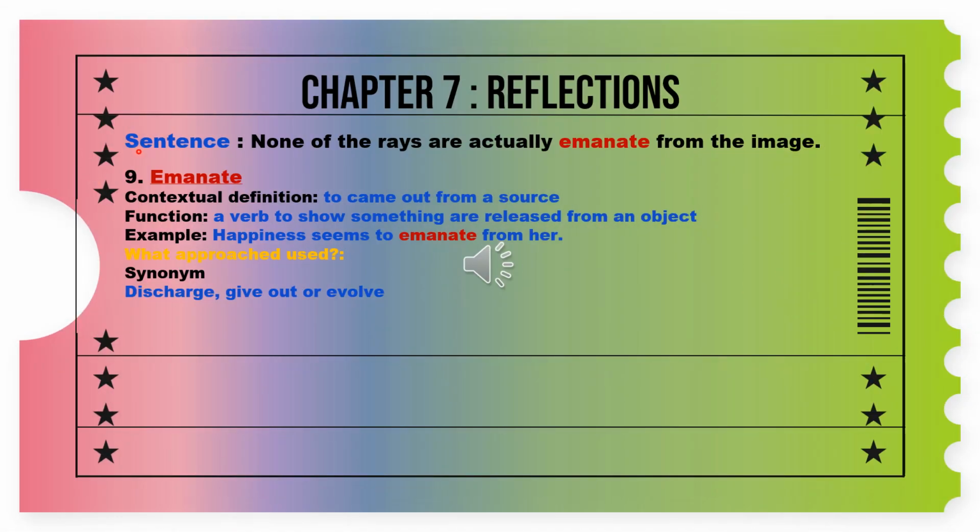Chapter 7, Reflection. The sentence is, none of the rays actually emanate from the image. What is the contextual definition of emanate? It is to come out from a source. The function is a verb to show something released from an object. For example, happiness seems to emanate from her. The synonym is discharge, give out, or evolve.